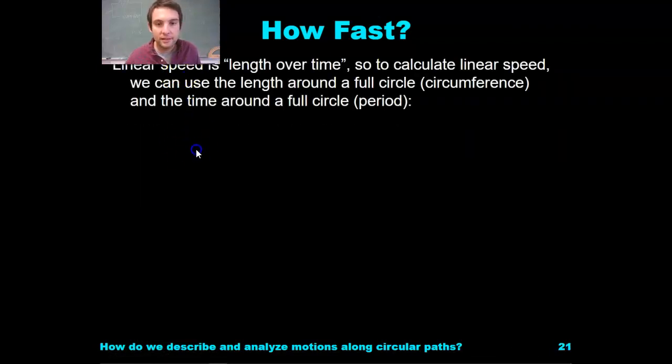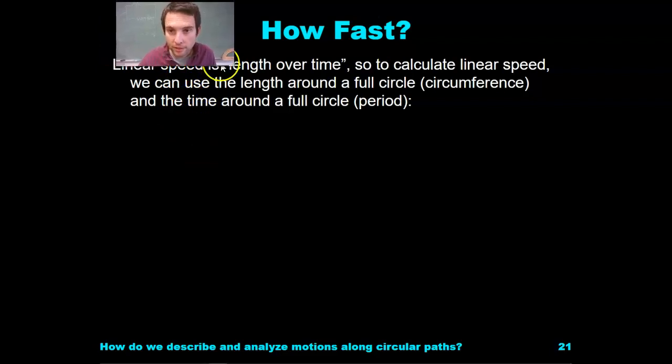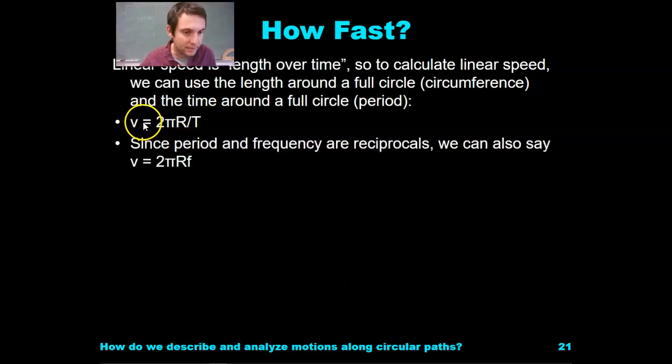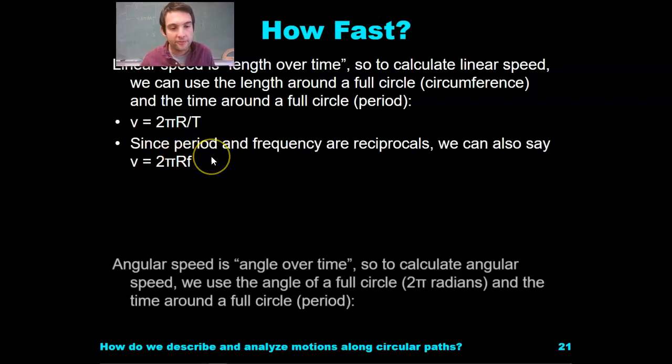Linear speed is length over time, distance over time, right? So to calculate linear speed, we can just use the length around a full circle, or the circumference, and the time it takes to make one full circle, the period. So the circumference is 2 pi r divided by the period, and that would be the speed. Because period and frequency are reciprocals, we can also say v equals 2 pi r times f.